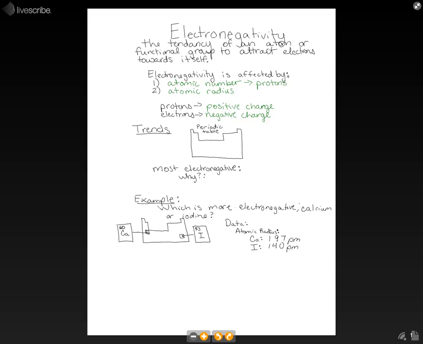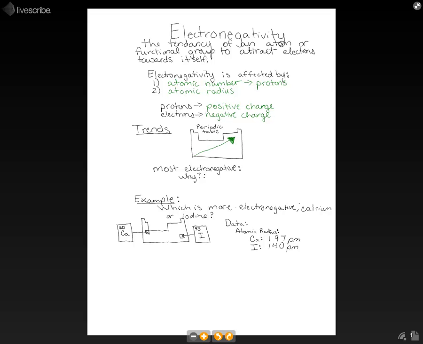The kind of opposite part of this is dealing with that atomic radius, because if the valence shell of electrons are really far away from that nucleus, the positive charge doesn't affect the electrons as much. So electronegativity increases when you have a smaller atomic radius, and it also increases with higher atomic number. There's a general trend on the periodic table that the electronegativity of an atom increases as you go up and to the right.